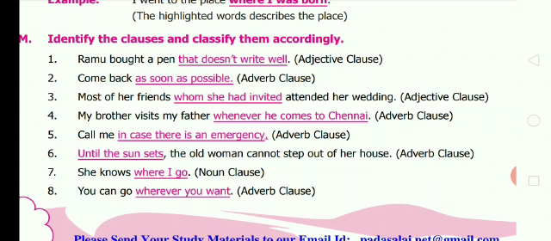Seventh one, she knows where I go. So what does she know? It is noun clause. Where I go, she knows. Eighth one, you can go wherever you want. It is adverb clause telling.